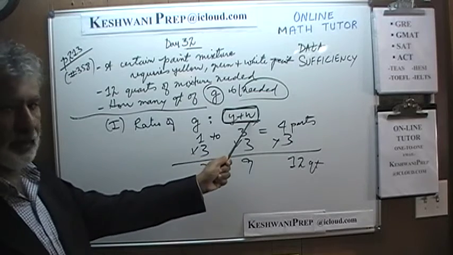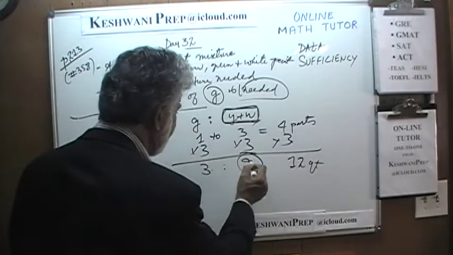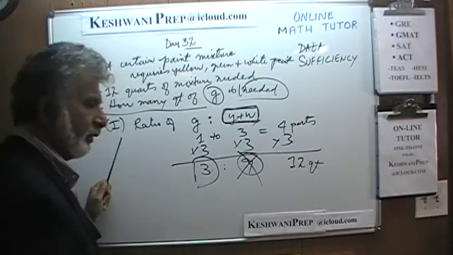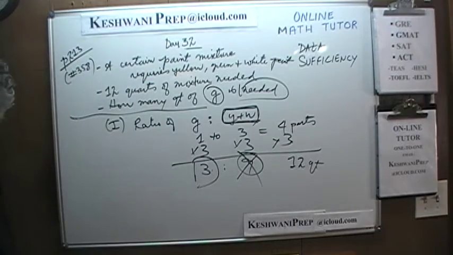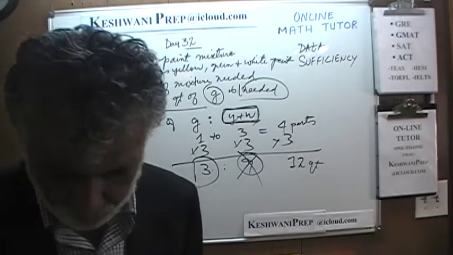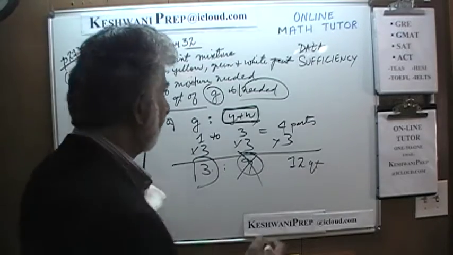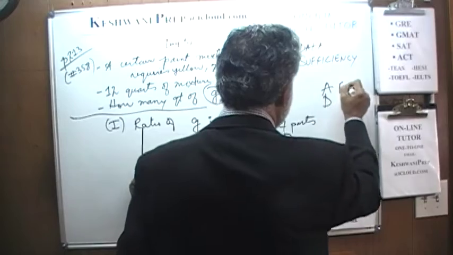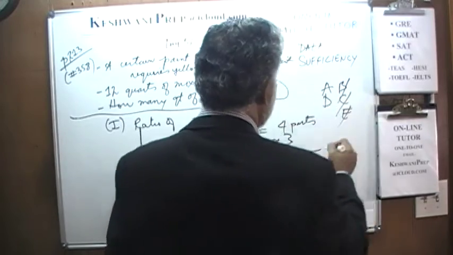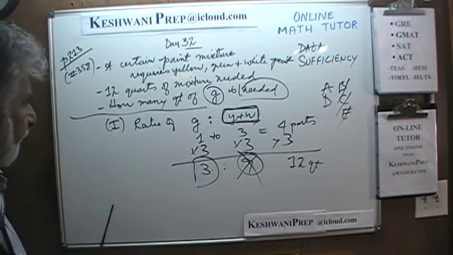What ratio yellow and white are going to be mixed in is not our concern. We are not worried about that. What we are worried about is how much green we need. The answer is we need 3 quarts of green to do the job. The first statement does the job quite nicely. A, D, B, C, E. The first statement by itself is enough, as you can clearly see.